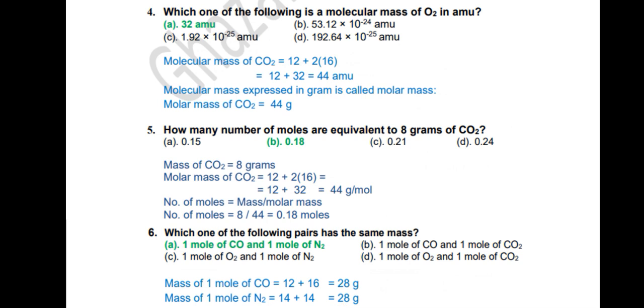Which one of the following is the molecular mass of oxygen in AMU? Simply O2. The mass of one oxygen atom is 16. So O2 means 2 multiplied by 16, that is equal to 32 AMU. All other options are just distractors. They have no relation with the mass in atomic mass unit.